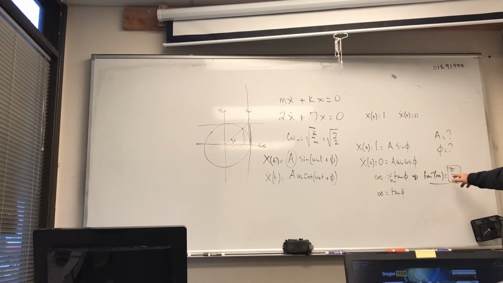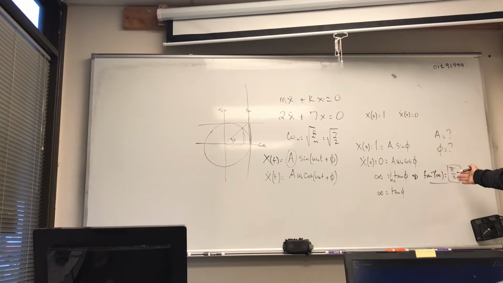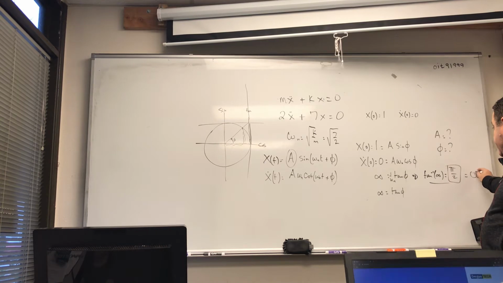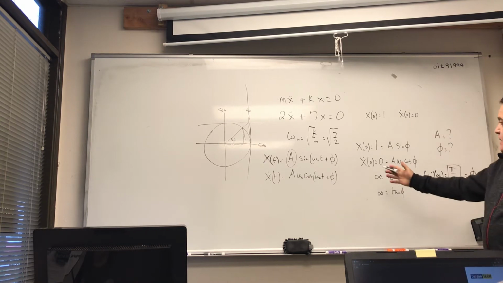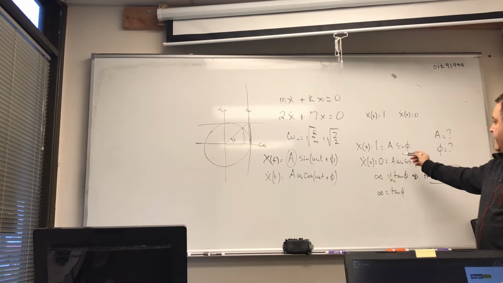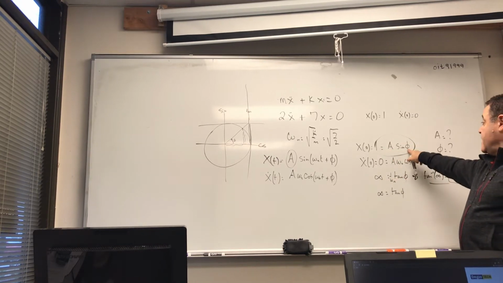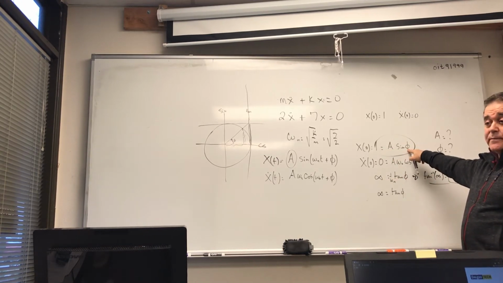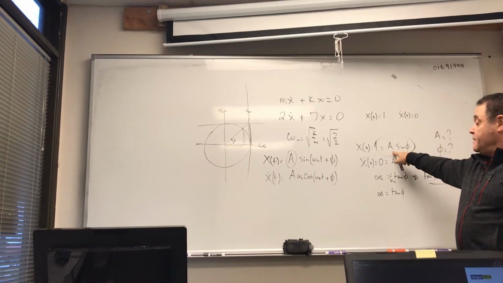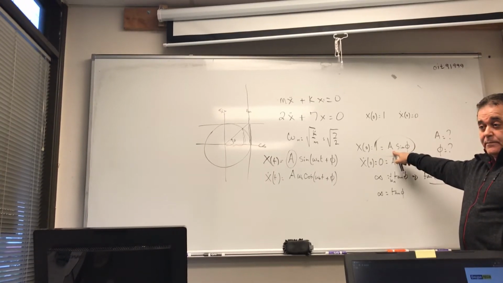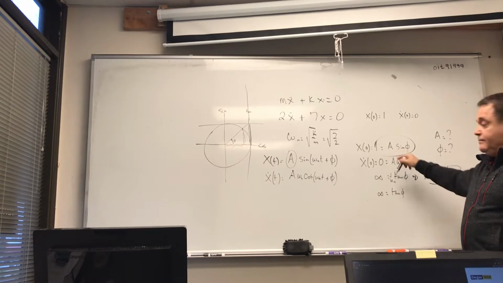So this is arctangent, so we got pi over two. How about phi? So we got this, right? That means that this is phi, right? And then what are we missing? A. Plug it in. Maybe we use this one. What's sine of pi over two? 1. That means A is equal to 1. Yeah.